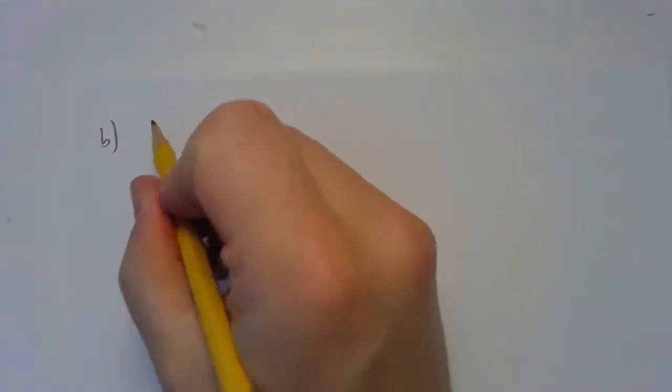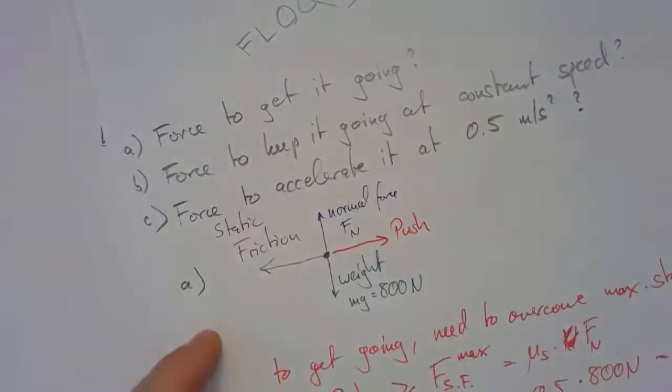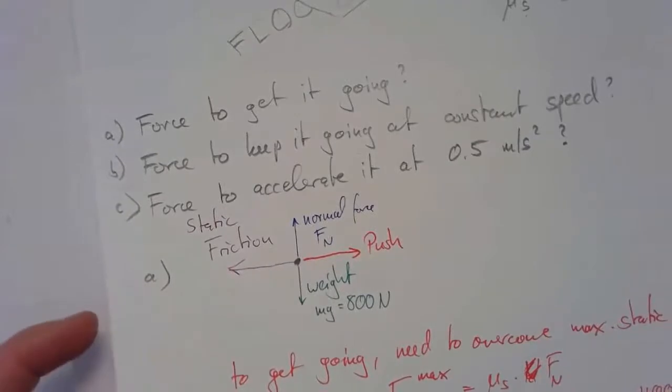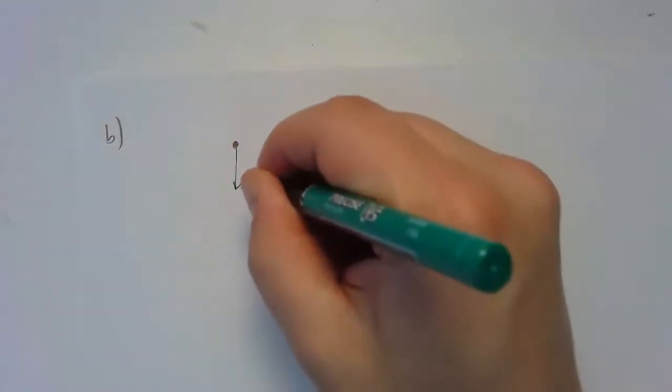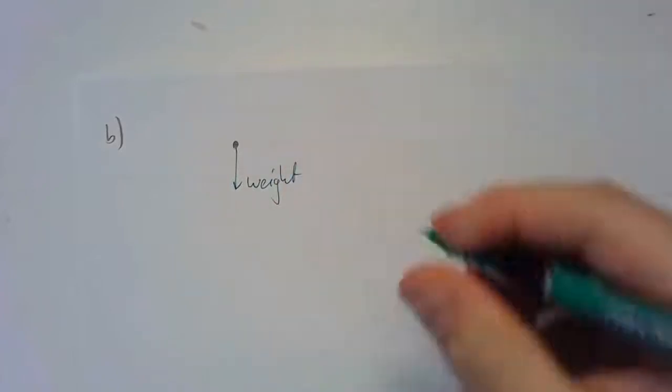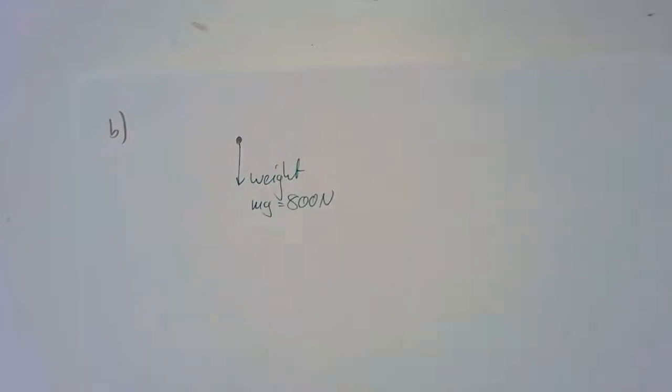So, to keep going at a constant speed, what I should have perhaps added here is that this down here is static friction. Because when we want to keep going at a constant speed, we're already moving. Well, now it's going to be kinetic friction that opposes the motion. So let's draw our free body diagram again. It's going to look ever so slightly different. So the weight hasn't changed, right? Because gravity doesn't care what you do. It's still mg, which is still 800 newtons.